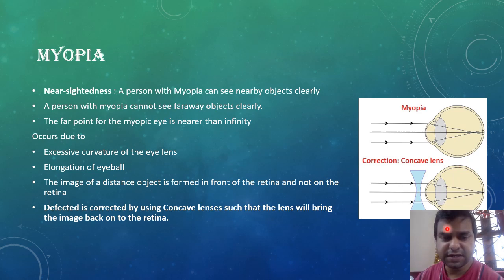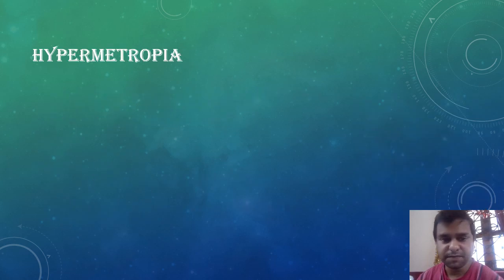How do we correct that defect? We correct that using concave lenses. Look at the concave lens. That will bring the image back onto the retina. It doesn't clear the existing defect, but using concave lenses, the focal length is adjusted in such a way that the image is forming onto the retina. So this is myopia, also called nearsightedness, where people suffering from myopia can see objects which are nearby clearly but can't see objects which are far away.